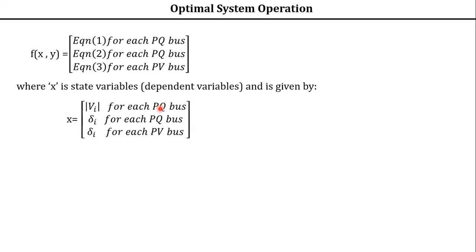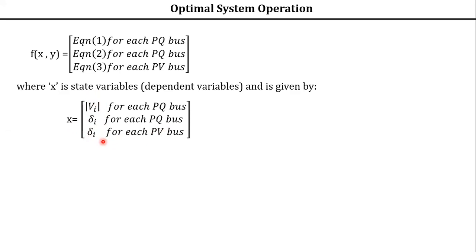X is equal to, for PQ buses, you have to evaluate the magnitude of Vi and delta i. At PQ buses, P is known, Q is known. What is unknown? Vi and delta i. Those two things you represent in vector form. Then for each PV bus, what do you have to evaluate? Only the delta i angle. So it is a dependent variable. Q is not a dependent variable here.